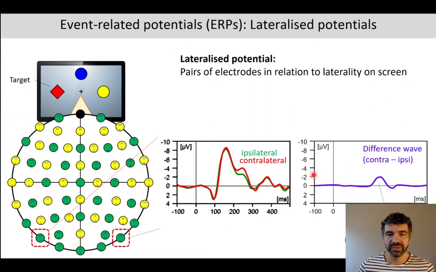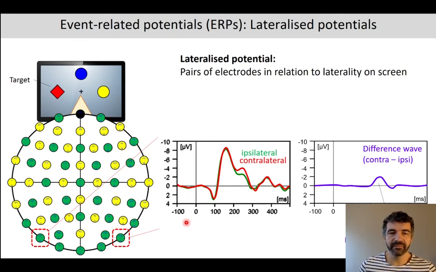You can also show the same data as the difference wave, which is really just showing contra minus ipsi. And then this little bump here, that's the N2PC. It's in the N2 range, it's on the posterior side, for example PT7 and PT8, and it's contralateral, hence N2PC. We'll talk more about this component in the attention session. For now, you just need to understand that it is useful to use lateralized potentials here because they tell us something about how the target is processed.